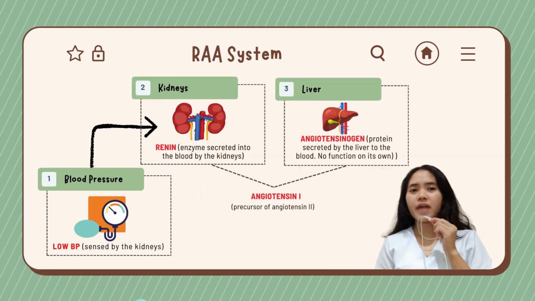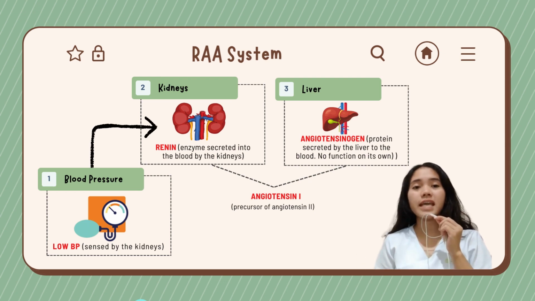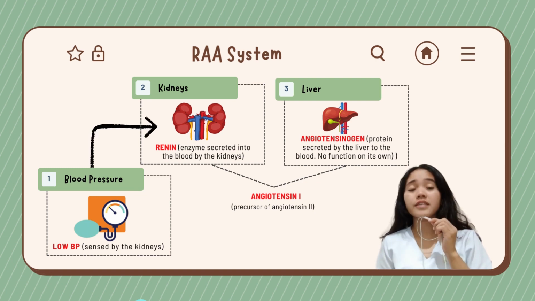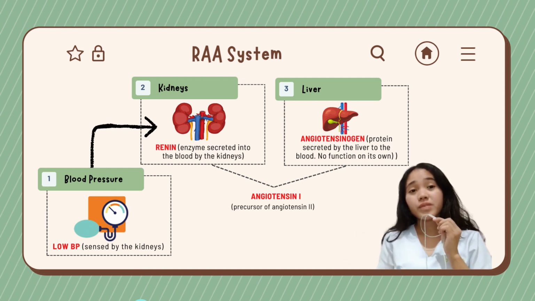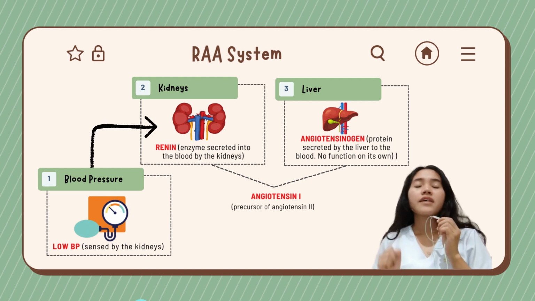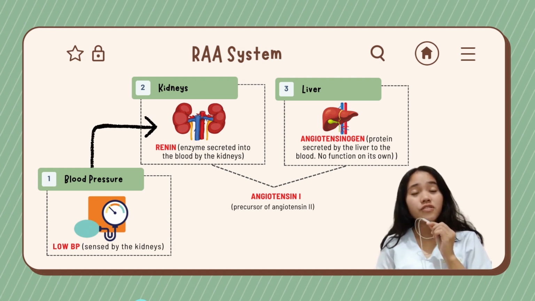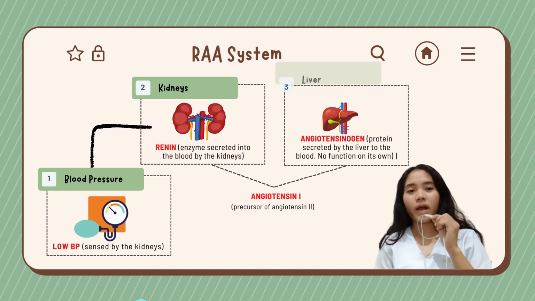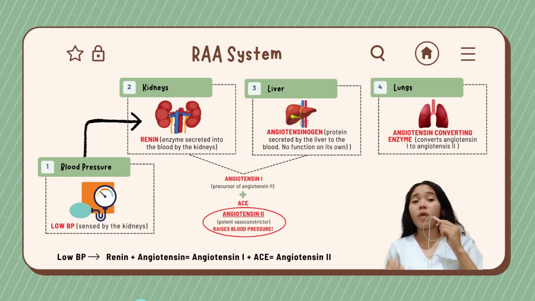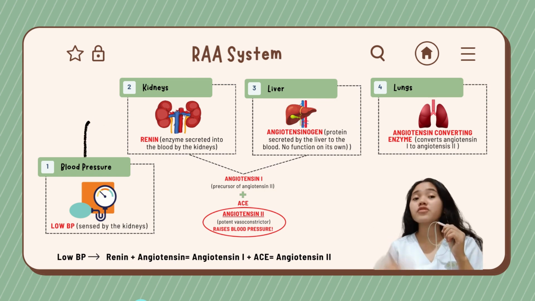Renin first needs to find its target, which is angiotensinogen, a protein normally secreted by the liver. Angiotensinogen doesn't do much on its own. It's just basically floating around in the blood, waiting to be transformed into something else. Once renin finds angiotensinogen, it breaks it down into a substance called angiotensin 1. Now, angiotensin 1 also doesn't do anything on its own. It's again basically floating around in the blood, waiting to be transformed into something else.